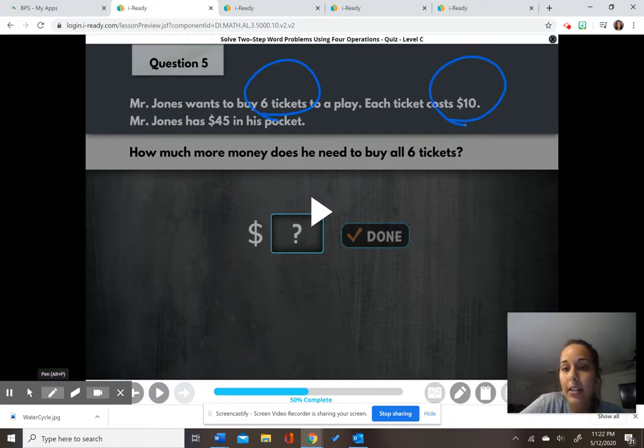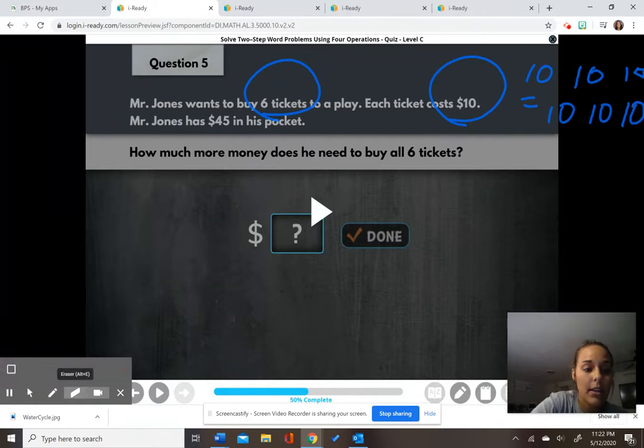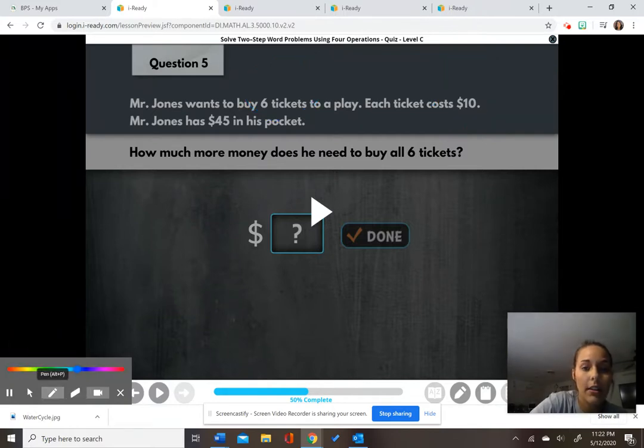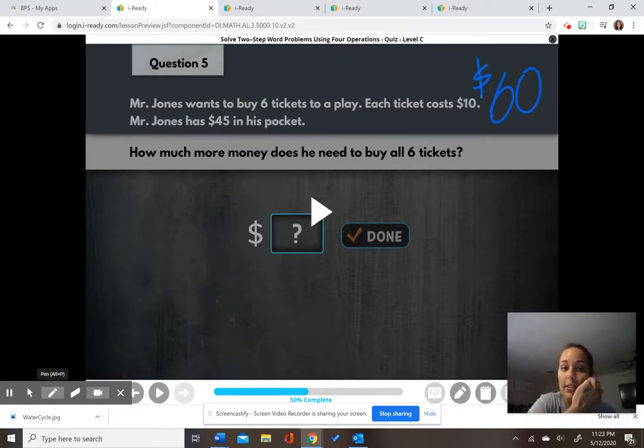What is he going to need to spend in order to buy 6 tickets at 10 each? So he'll have 10, another ticket, another ticket, another ticket. You could just count by tens in your head, really. 10 times 6 is $60. So that's what he's going to need right there. He'll need $60 in order to get the 6 tickets that he wants.